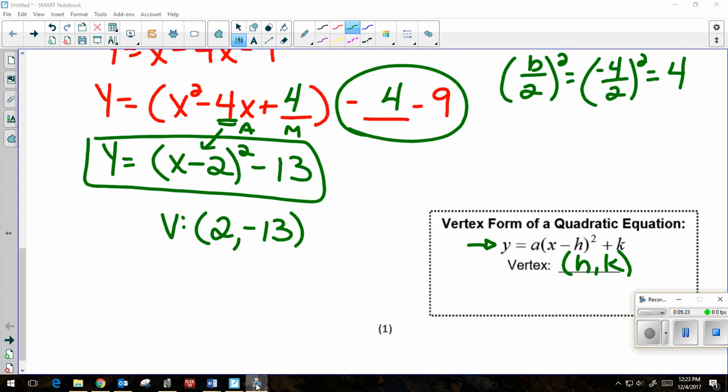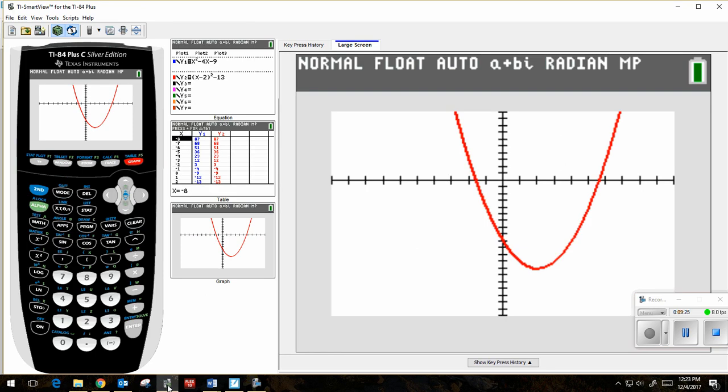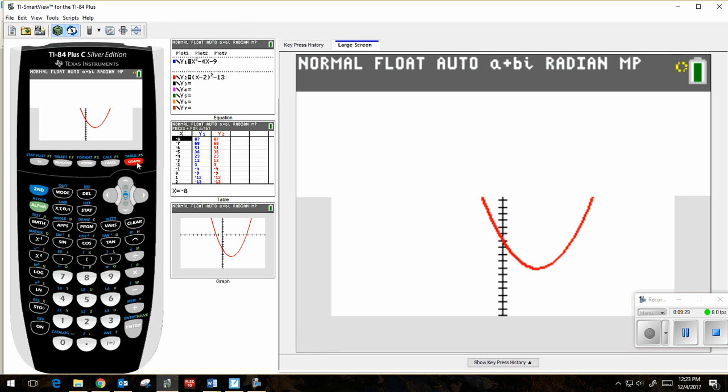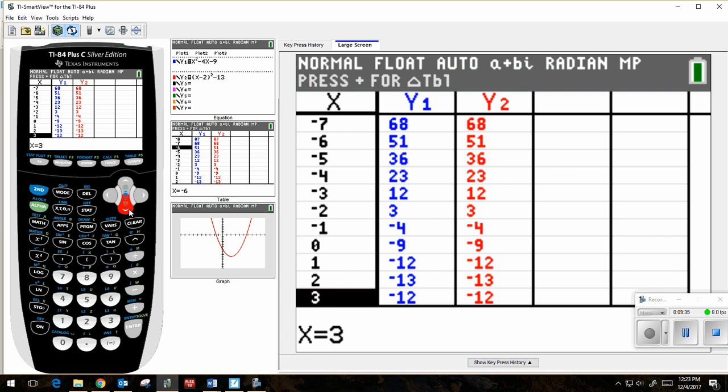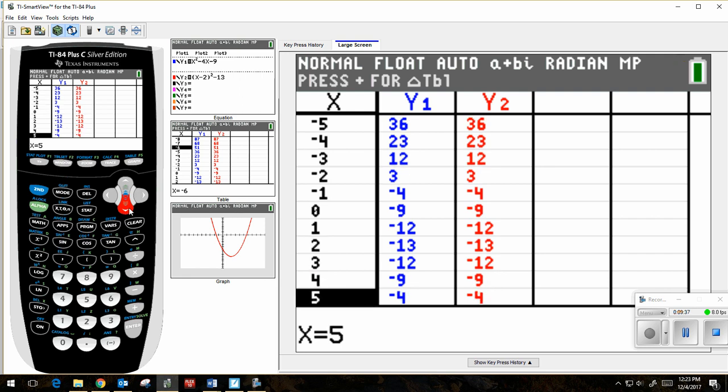So if I go back to my calculator and go to my table, second graph, that point 2, negative 13 is in the middle. The reason it's in the middle is because your vertex is the minimum. It's going to form a rainbow pattern, or a repeating pattern, on the top and the bottom. So the 2, negative 13 is in the middle.